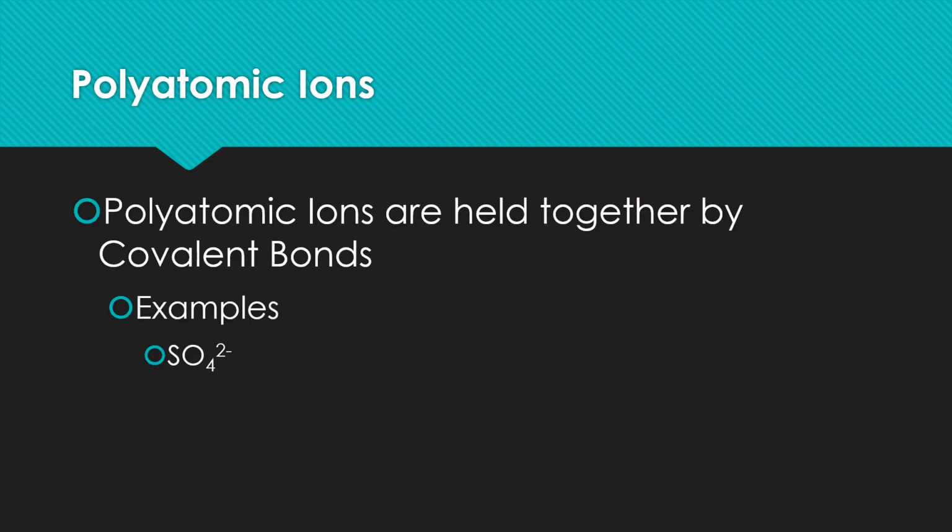One point to be made is, up until this point we talked about different types of bonds and such. And one thing that maybe wasn't as obvious is that polyatomic ions are actually held together by covalent bonds, and overall they have a charge. So for instance, sulfate is made up of sulfur and oxygen. Covalent bonds are usually between nonmetals, and sulfur and oxygen are nonmetals.